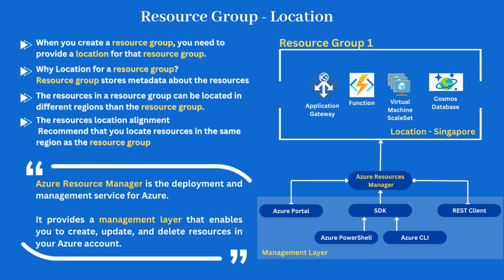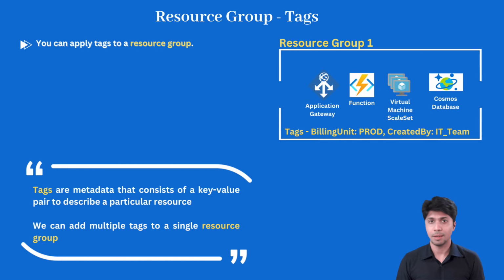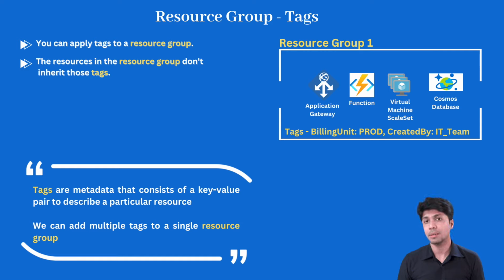Now, let's move to tags. You can apply tags to a resource group, but what are tags? Tags are metadata that consist of key-value pairs to describe a particular resource. We can add multiple tags to a single resource group. The resources in the resource group do not inherit those tags. That means the resource group has its own tags, and resources inside a particular resource group may have other tags.